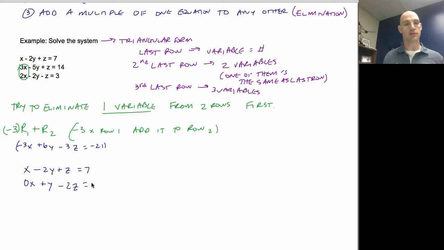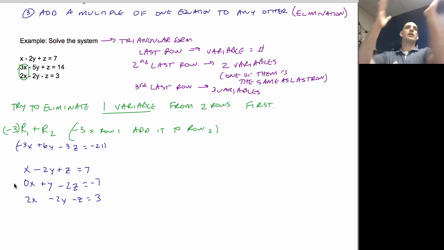And that's going to be equal to -7, because -21 plus 14 is -7. My last line has not changed yet. 2x minus 2y minus z equals 3. Okay, so I eliminated x from that one. Now, remember, I'm trying to get to this triangular form. So what's stopping me right now? Well, I got to cut out this x.